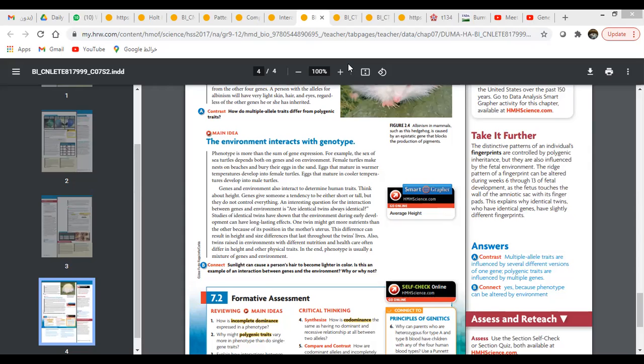هلا in general, what are the factors that affect the phenotype? يلا, what are the factors that affect the phenotype? يلا, who can tell me? What are factors that affect the phenotype of a trait? يلا يا عبد العزيز.